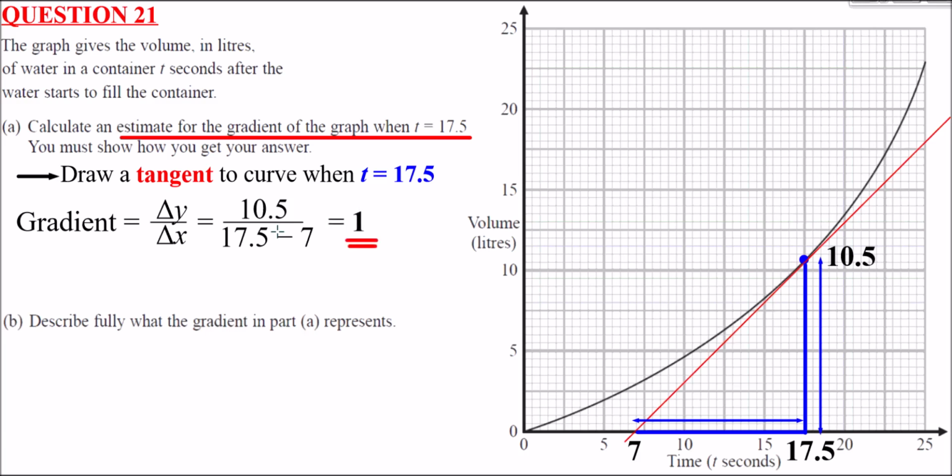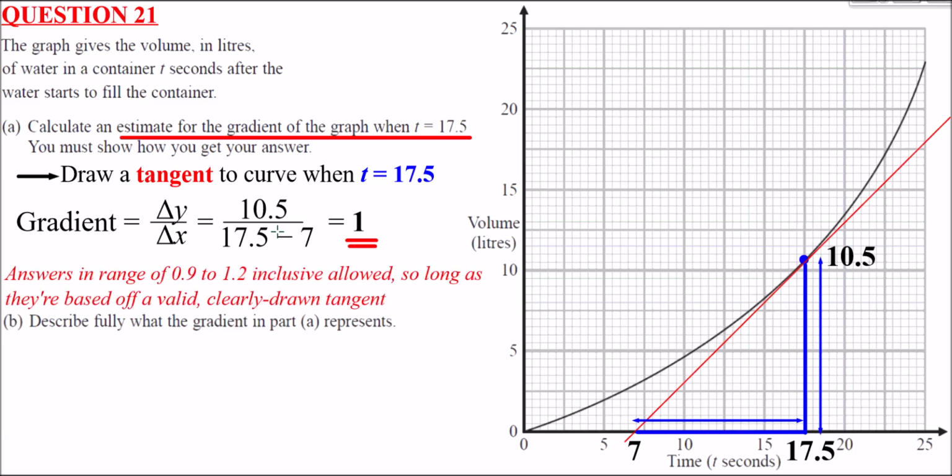You may have got a different answer, and as long as you're within a certain tolerance, that's absolutely okay, because drawing a tangent at GCSE isn't an exact science. It becomes one at A-level, but not for GCSE. As long as you've done a fairly accurate tangent, answers in the range of 0.9 to 1.2 inclusive will be allowed, as long as, of course, you've not guessed it, and you've drawn it from a valid, clearly drawn tangent. So you still need the correct method. You can't just guess your way to the answer, but they do allow you some tolerance and wriggle room in case you've done your tangent slightly different, because the examiners do know, in fairness, it's hard to gauge exactly how steep it should be.